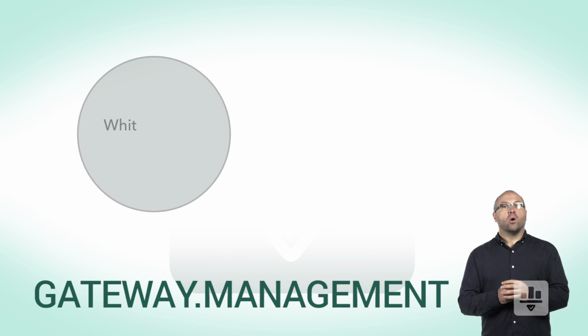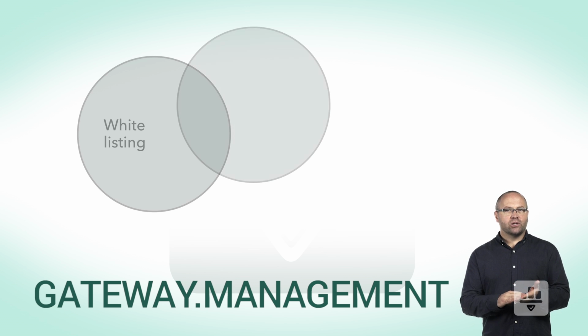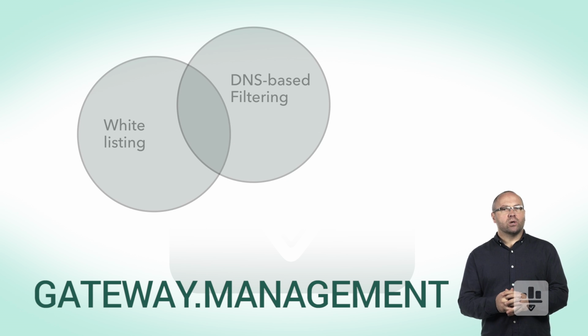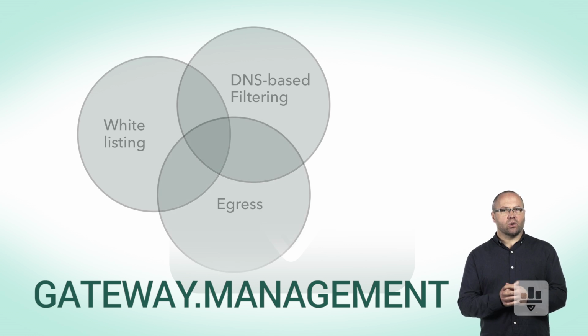Number one, whitelisting methodology, or blacklisting with machine-learned threat intelligence. Number two, DNS-based filtering, which resolves domains in a deterministic fashion. Number three, on-premise egress control, which includes hijacking of all other DNS server usage attempts.